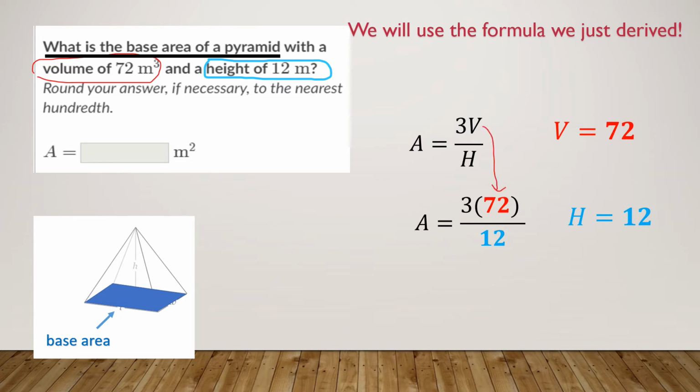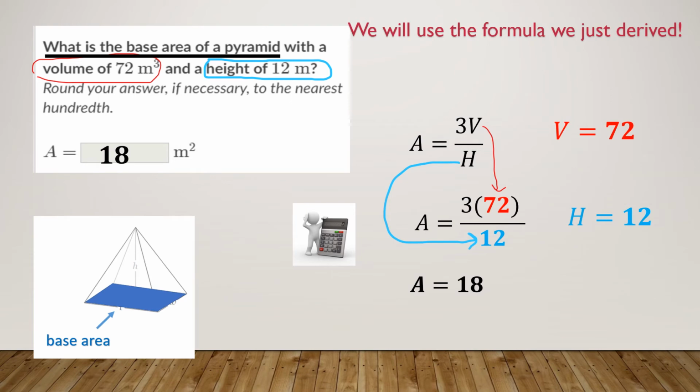Be very careful on what you substitute. Make sure you put the 72 in the right place and you put the 12 in the right place according to the formula. Once you've done that, you might need a calculator, or maybe you can do this in your head. Either way, you'll end up with A is equal to 18. And so the base area of a pyramid with a volume of 72 cubic meters and a height of 12 meters is just 18 square meters.